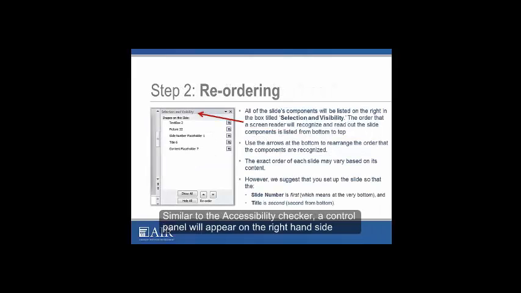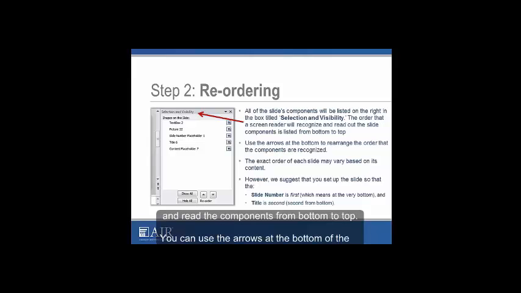Similar to the accessibility checker, a control panel will appear on the right-hand side of your screen. All of the slide's components, text boxes, title, slide number, will be listed in the Selection and Visibility control panel. The screen reader will recognize and read the components from bottom to top. You can use the arrows at the bottom of the panel to rearrange how the components are recognized and read.